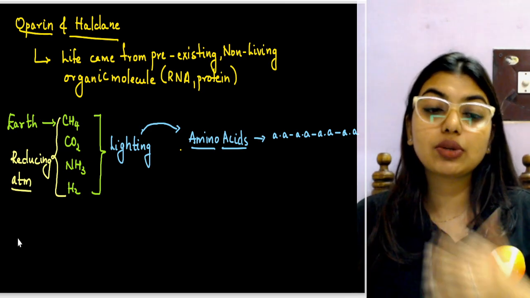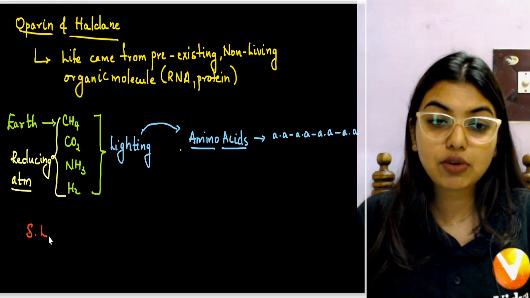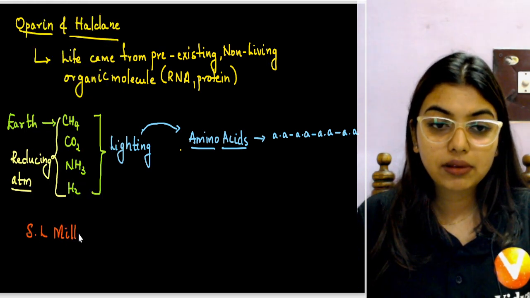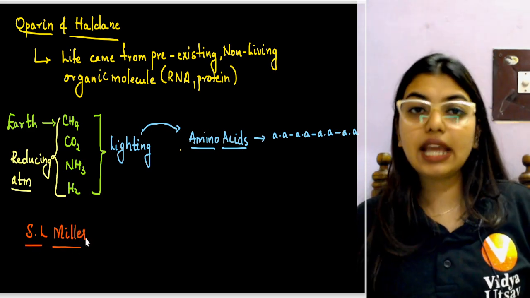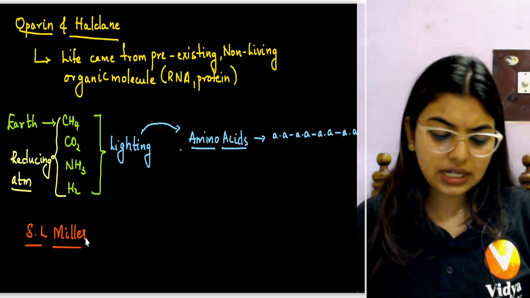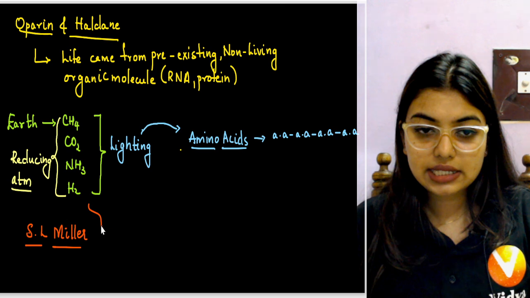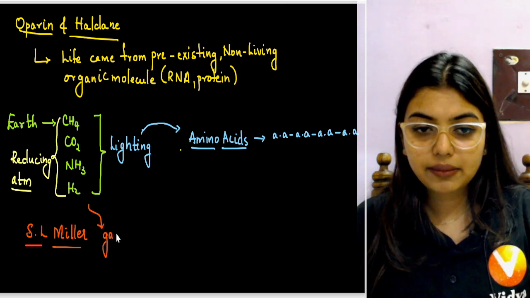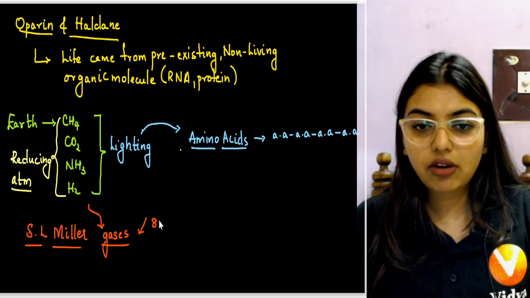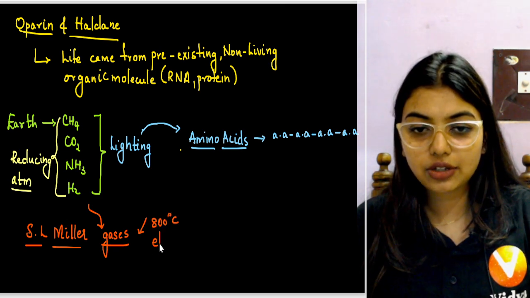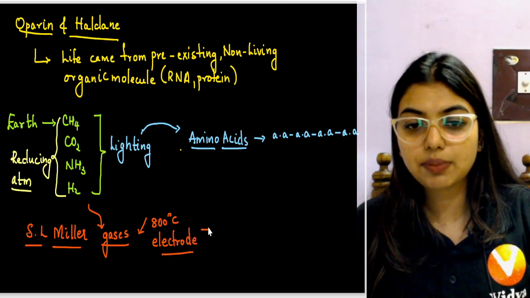Then many people, students, especially the first ever person to do a similar experiment in the lab was S.L. Miller. S.L. Miller did the experiment with the same setup, like how Oparin and Haldane told. He took these gases and hit them with almost 800 degrees Celsius electrodes. So instead of lightning, what did he do? He used 2 electrodes to make a spark discharge.